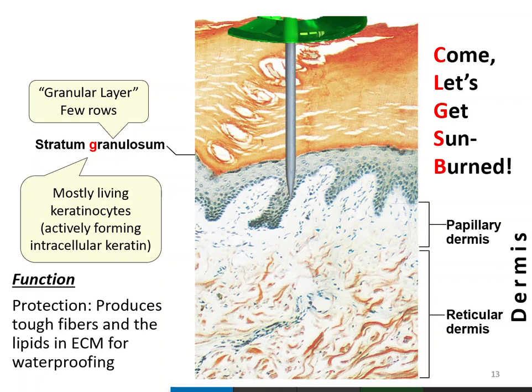So when people say your skin is waterproof, the reason mostly it's waterproof is because you have some hydrophobic substances surrounding the cells of your skin. And they're there because of exocytosis. At this layer, the cells are close enough to the blood vessels that they are actually alive. So we'll have the living keratinocytes, in this case, actively forming intracellular keratin. So they haven't yet exploded.